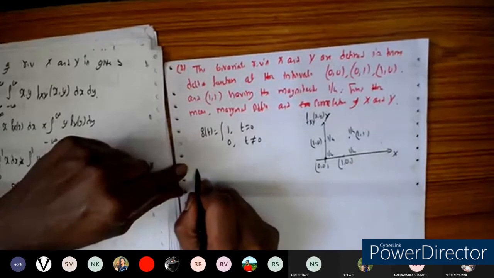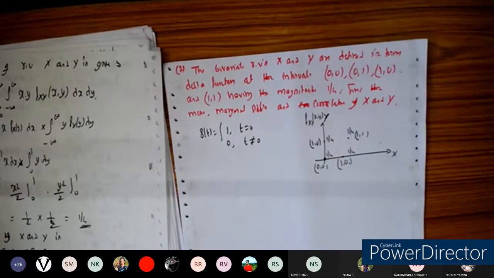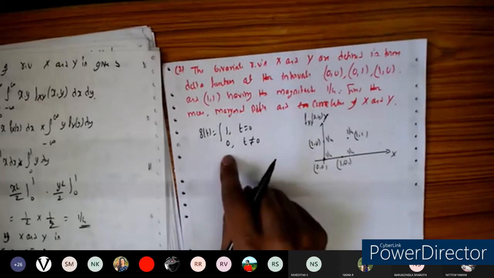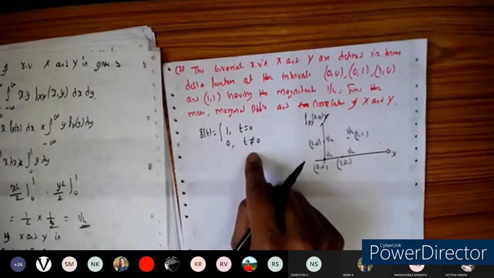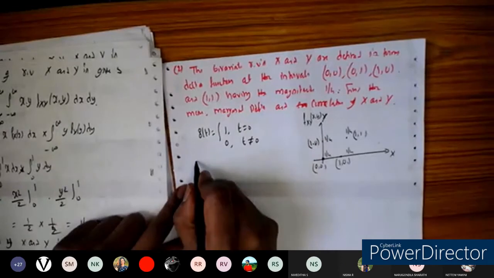So we can take the impulse function. Delta of t is equal to 1 for t equal to 0, and 0 for t not equal to 0. Okay, so I can take the bivariate PDF.